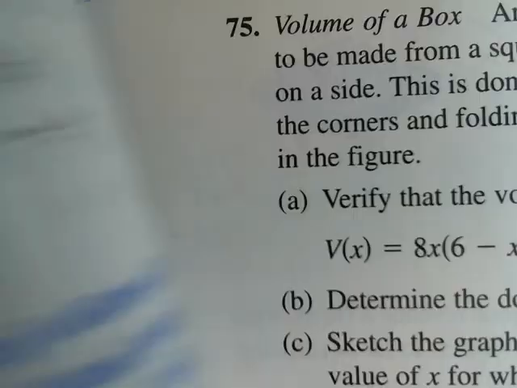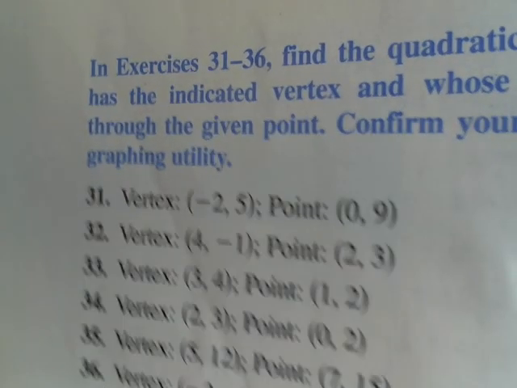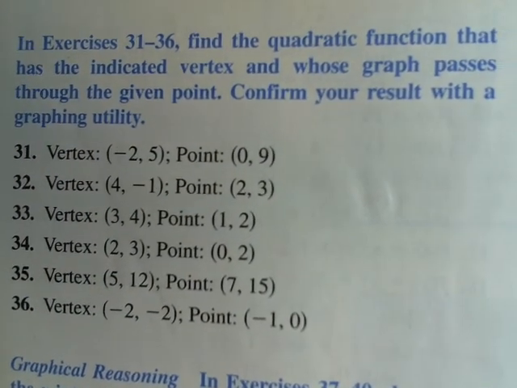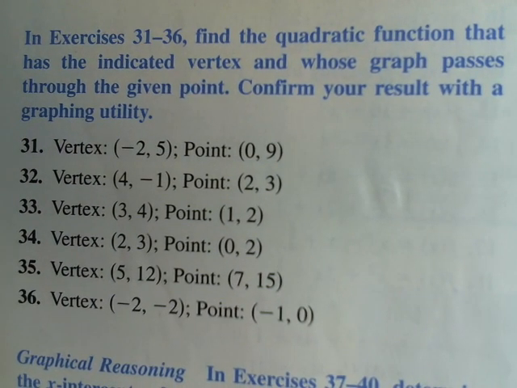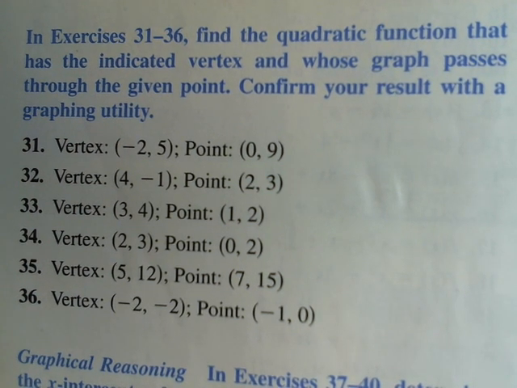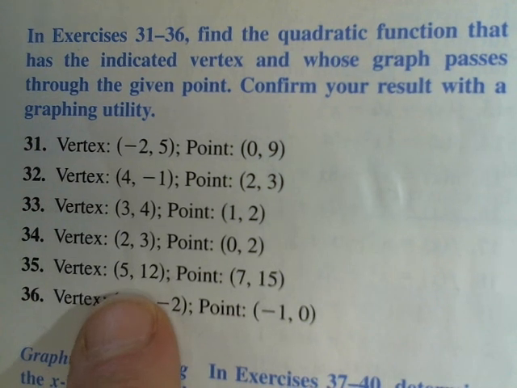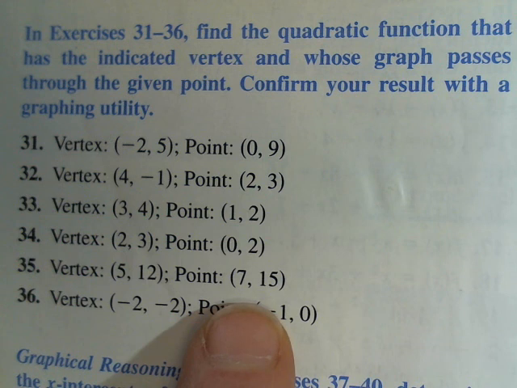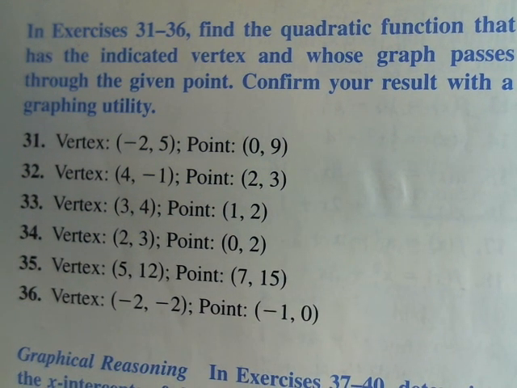Next one is page 166, number 35. It says find a quadratic function that has the given vertex and graph goes through the particular point. So question number 35, the vertex is (5, 12) and the parabola passes through the point (7, 15). Write a quadratic function with those constraints.